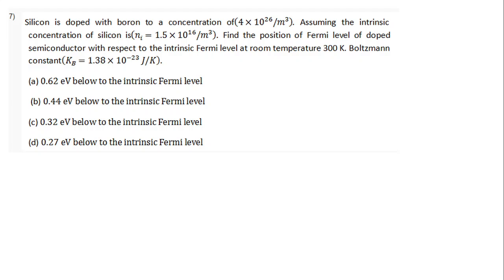Silicon is doped with boron. Now boron is a trivalent atom. It is an acceptor atom. It is from group 13. Silicon is doped with boron, and the concentration of boron atoms, they are acceptor atoms, so the concentration of acceptor atoms is given to me as 4 times 10 to the power 26 per meter cube. Assuming the intrinsic concentration of silicon is 1.5 times 10 to the power 16 per meter cube, find the position of the Fermi level of the doped semiconductor with respect to the intrinsic Fermi level.